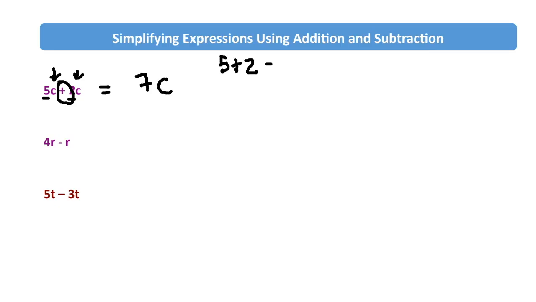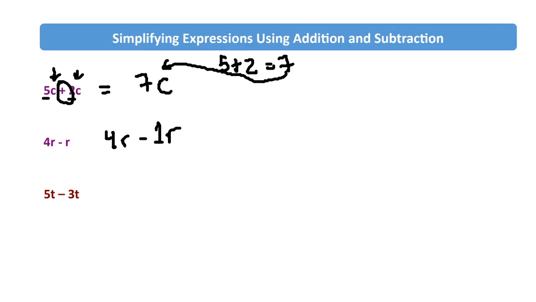Now, for this one, I'm going to write it out a bit bigger. We have 4 minus r. So the biggest thing to remember, a lot of students treat this r as a 0 because there's nothing in front. But remember, when there's nothing in front, there's actually a 1. And the operation it's telling us to do is take away 1r.